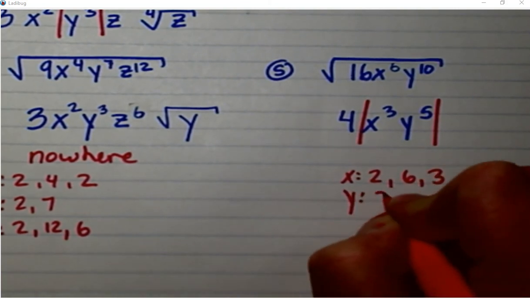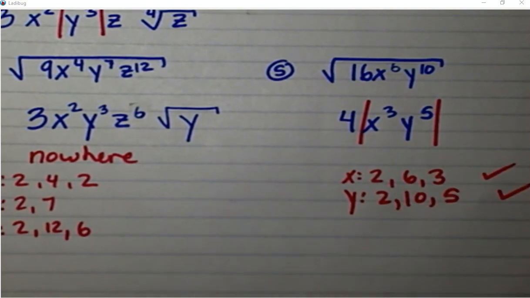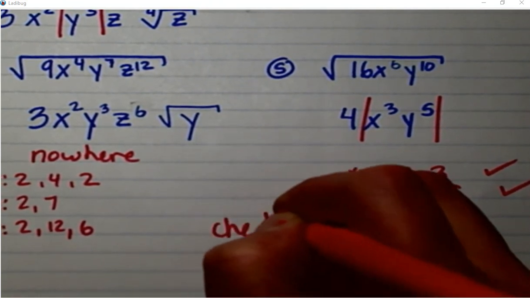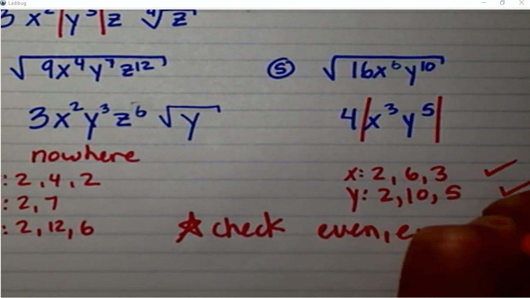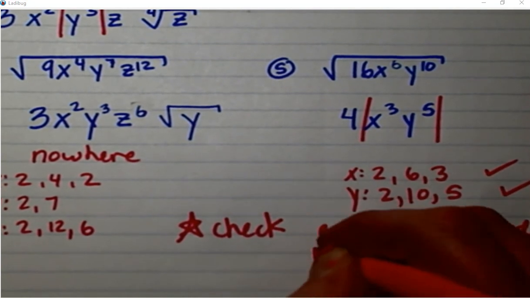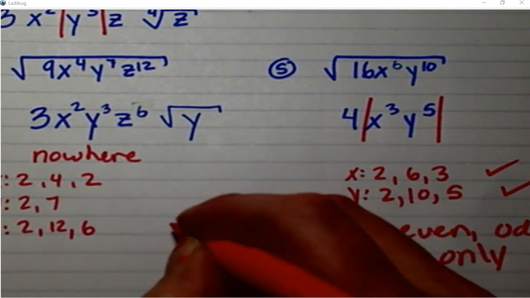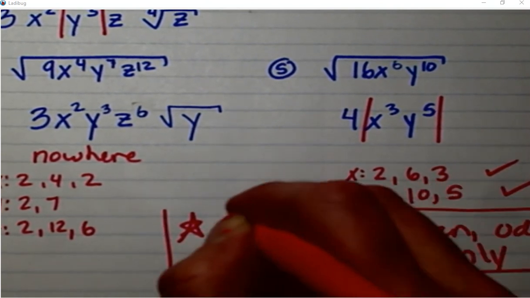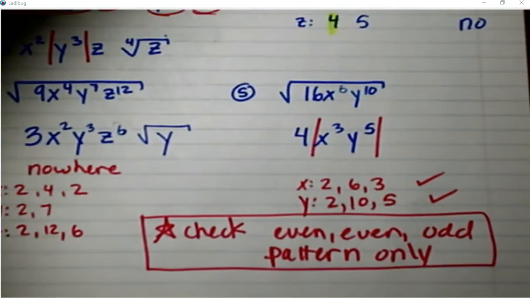Y's. Even, odd. Yes. Okay, so check. I'll put the little note here. Check. Even, odd pattern only. It's a good note. So if it is that, then it gets the absolute value. That's the only pattern that gets the absolute value.